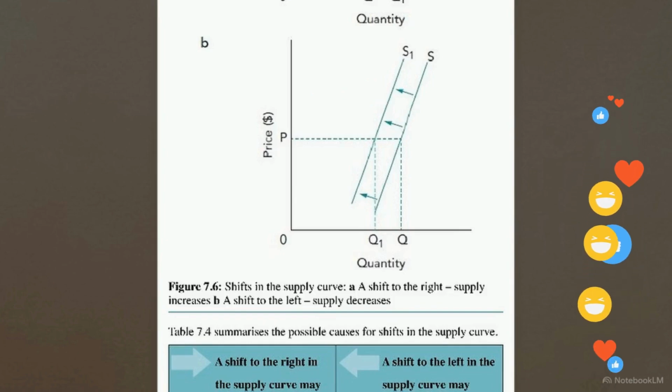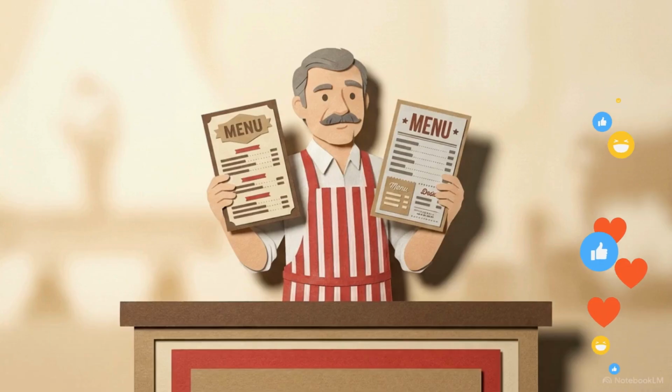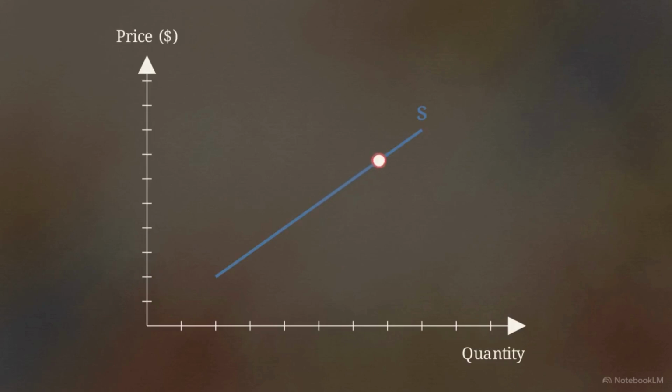In any market, the secret is knowing what caused the change. If the price tag changed, you simply move along your current path. But if the world changed, you have to draw an entirely new path.